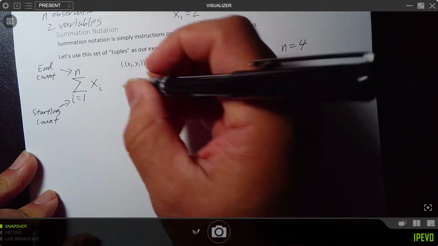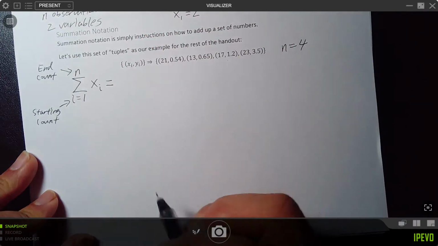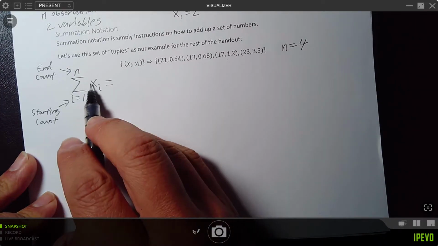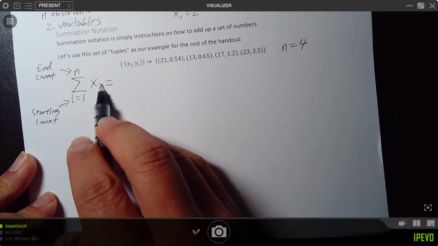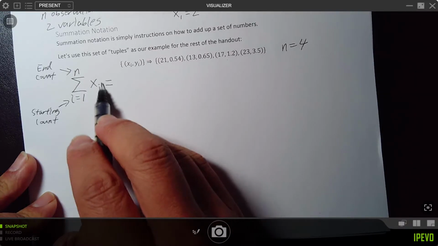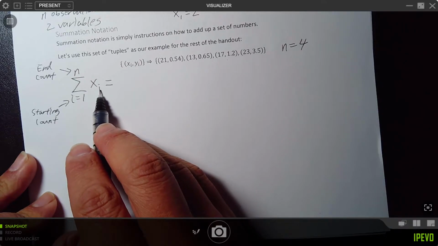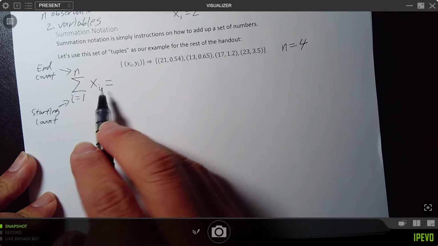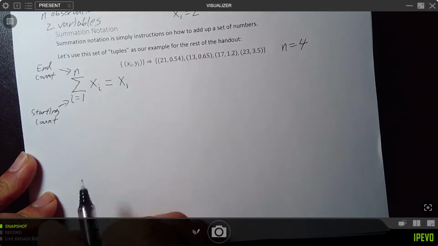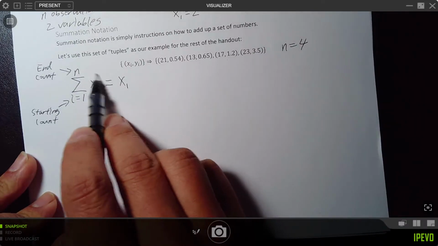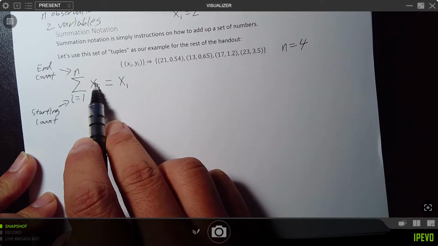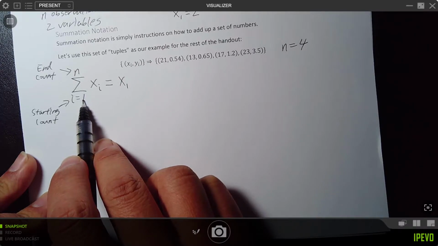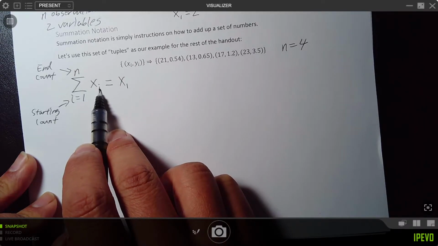Okay, let me give you an example. Let me write this out. So for example, i is 1 right now. So you simply take whatever's inside the summation notation, and replace the i with whatever the count is at the moment. So right now it's 1, so this would be x1. And there's nothing else in there. We've finished writing what's inside the summation notation. Then we count up. Now i is 2, and then we just replace that i with a 2.